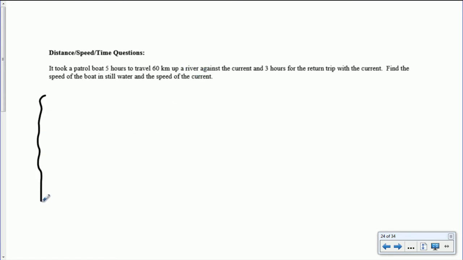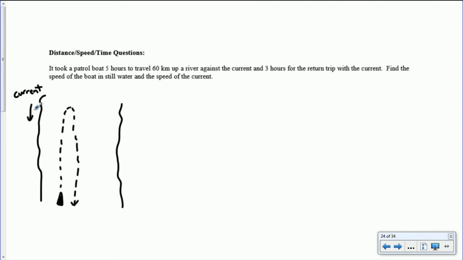So it would be helpful to draw a little picture here. So we've got a boat. Suppose the current is like this. So upstream, it's going a little slower because it's fighting the current. So it's got to go like that, and then it's got to return. So 60 kilometers is the full distance. We're going a little bit slower on the way up and a little bit faster on the way down because the current is working with us. We need to find the speed of the boat and the speed of the current.